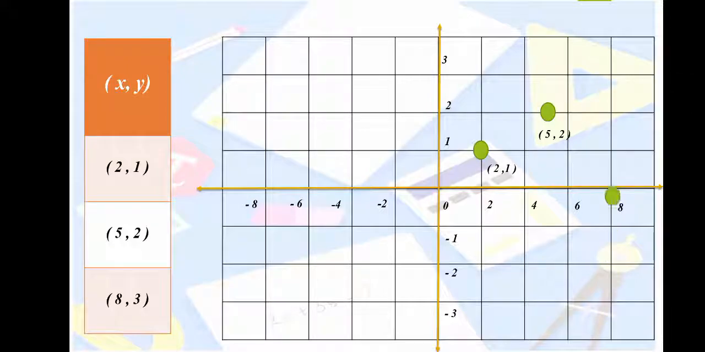8 and 3 intersect at this point. Mention the ordered pair, and after mentioning it, join these 3 points. So this is the graph of the specific equation given in your question. The rest of the parts you have to do yourself.